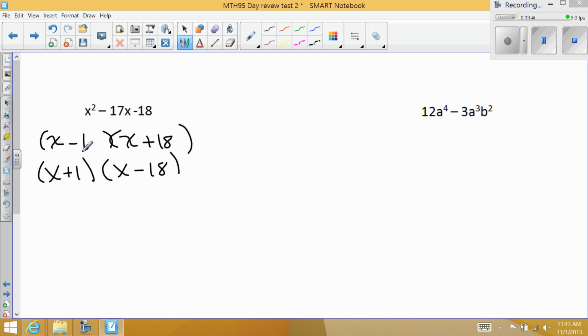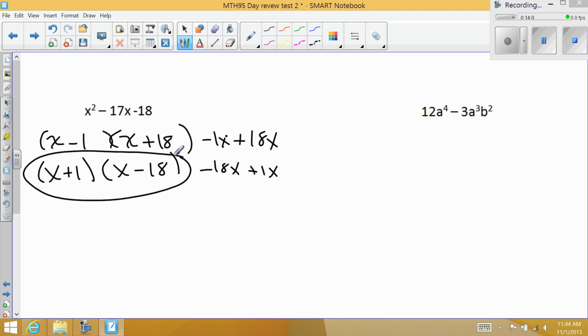So FOILing here, I'll get a negative 1x and a plus 18x, which is 17x. Not quite what I wanted. I want to subtract 17x. So here I get a negative 18x plus 1x. That does give me the negative 17x, and I know that's the correct factorization.